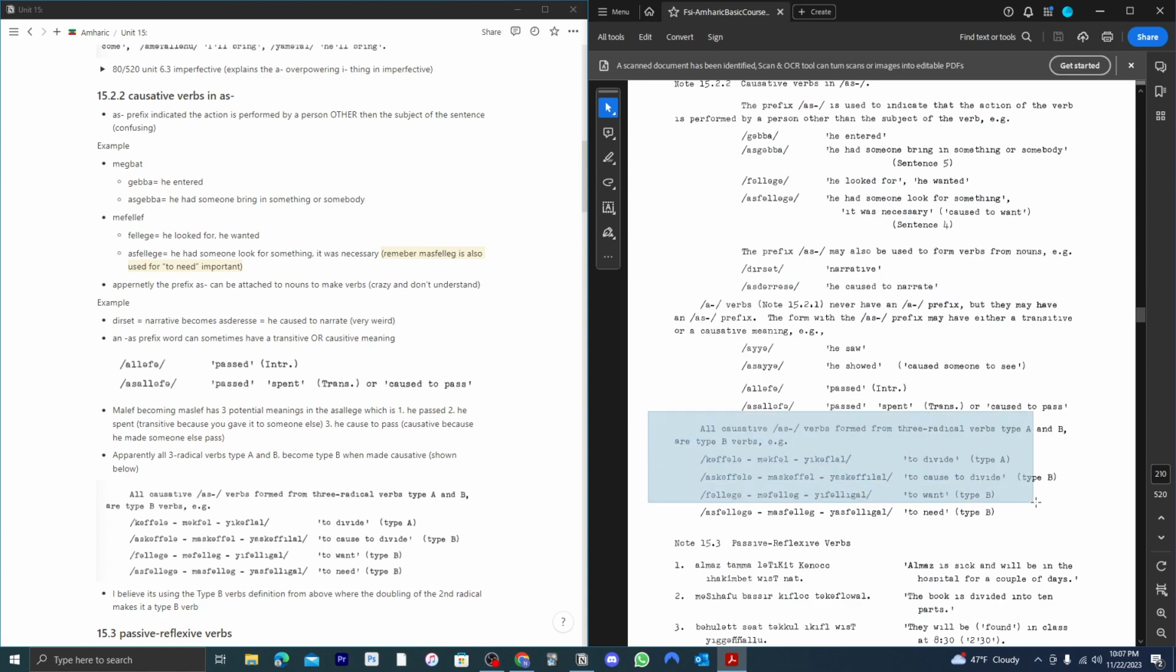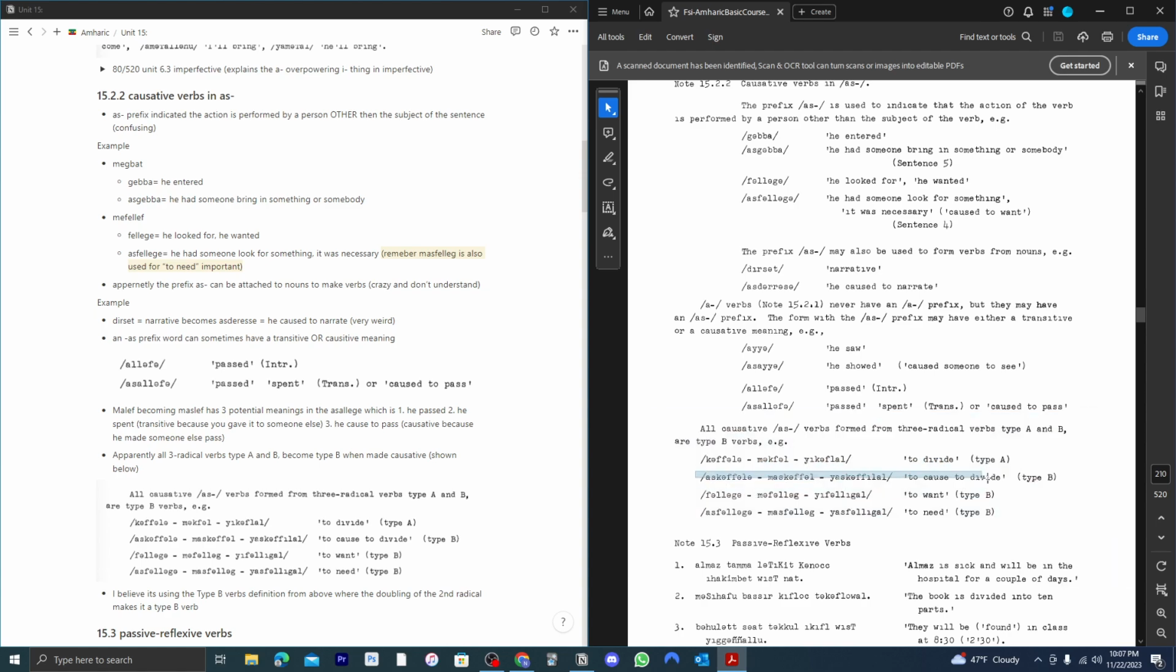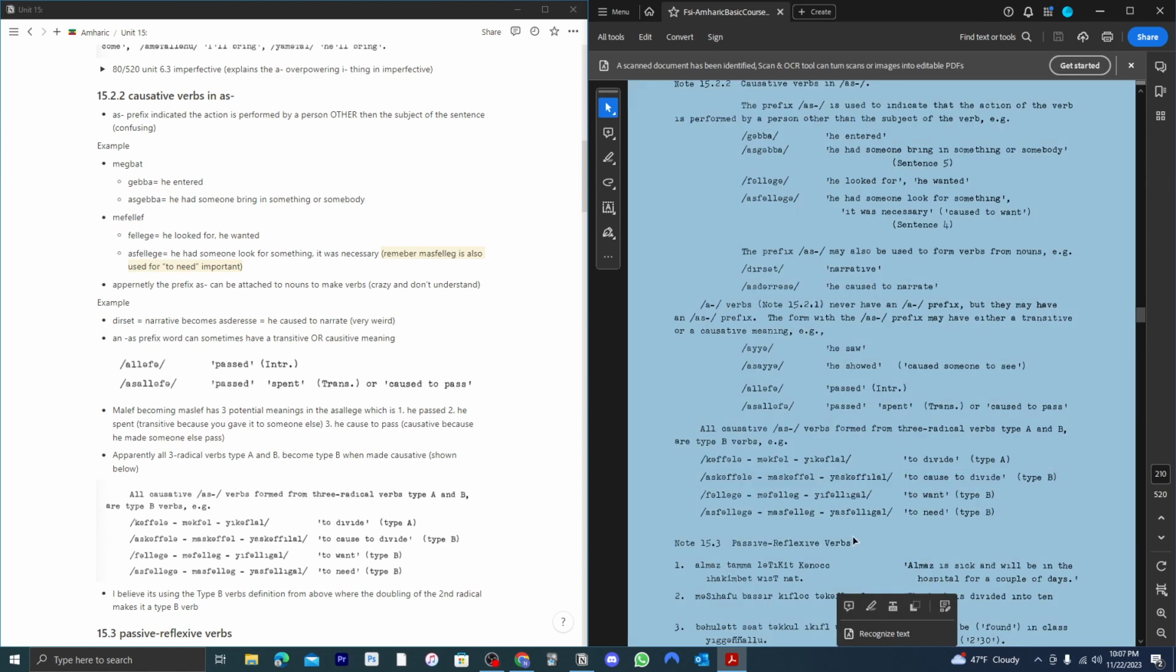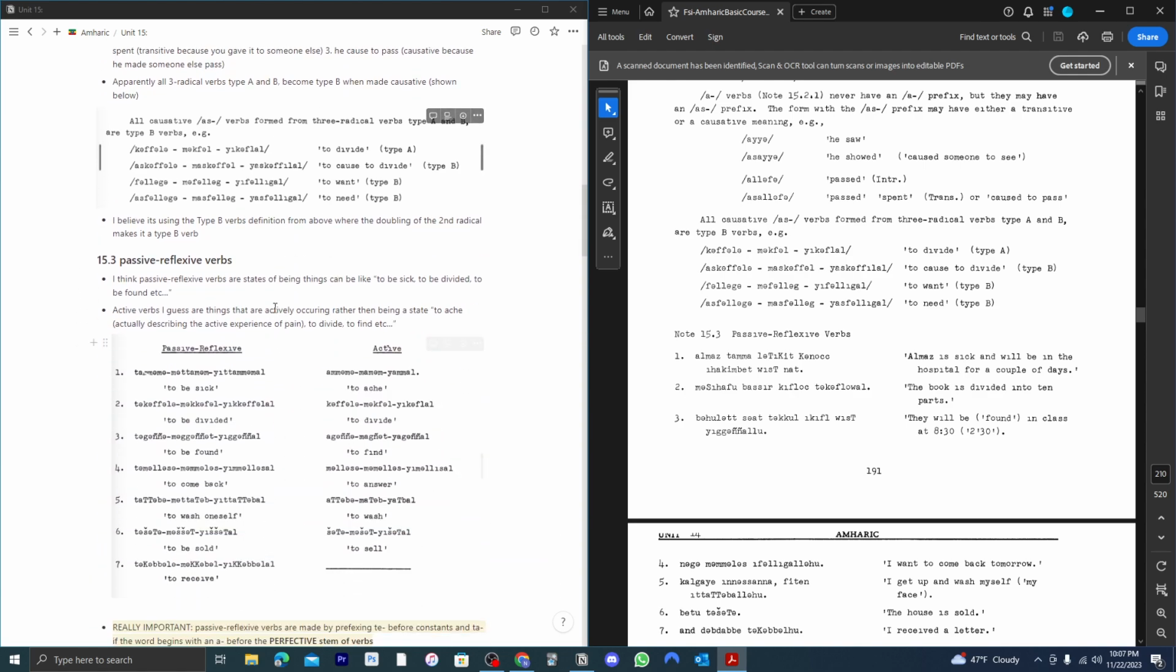All causative AS verbs formed from three radical verbs type A and B are type B. So if you turn it from a three radical and it's type A or type B, it becomes type B in the end no matter what. I don't think this really matters that much personally. So yeah, continuing on.